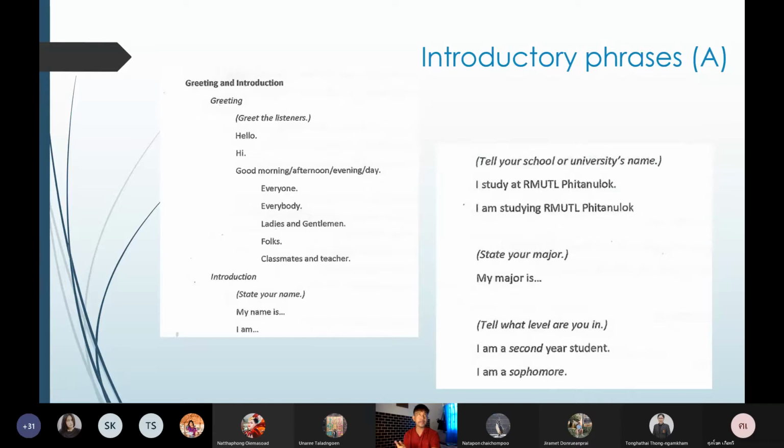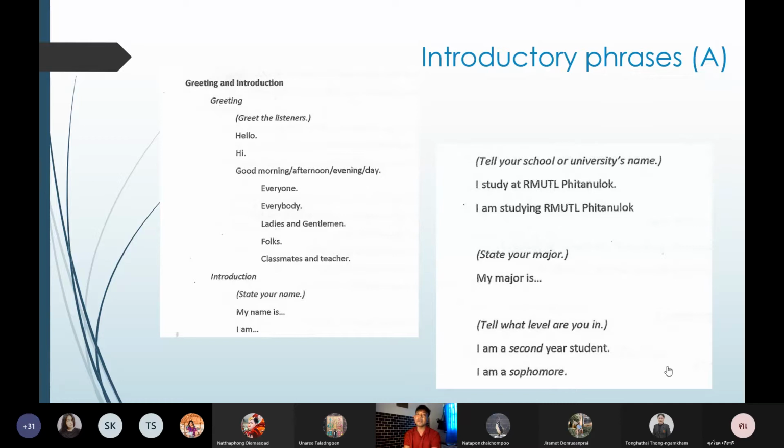In sciences, let's say plant science, okay? I am studying plant science at RMUTL Pitsanulok. You could also say my major is plant science. My major is EIC, or English for International Communication. My major is animal science. My major is information system, computer system, or computer technology, depending on your major.